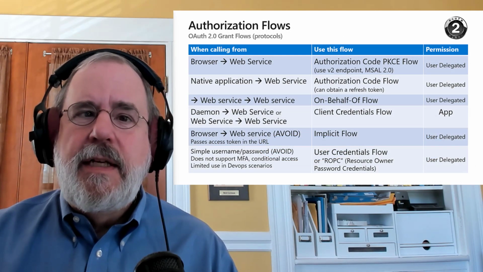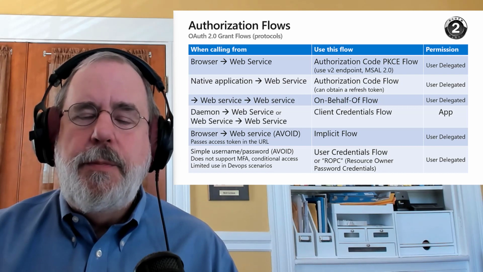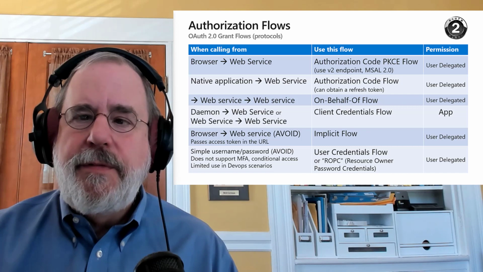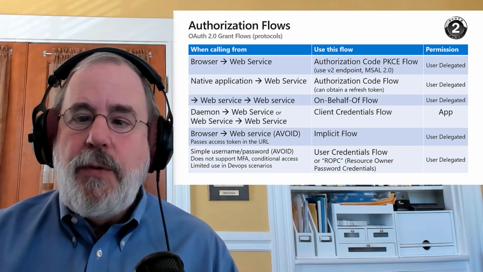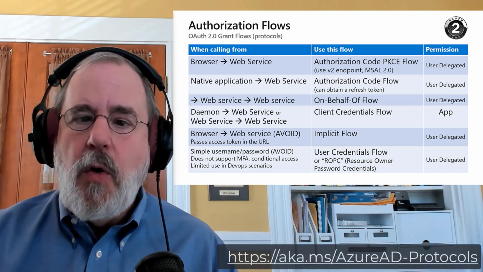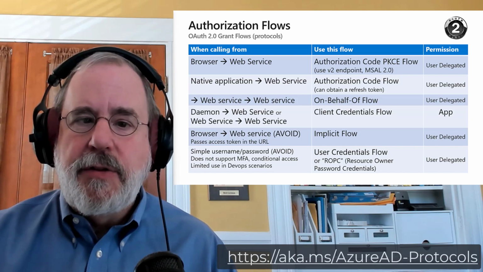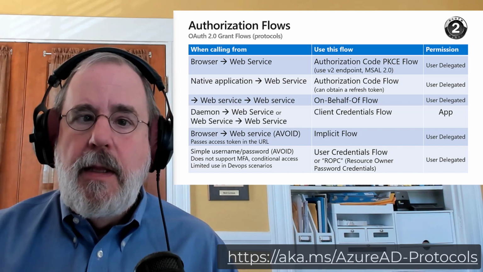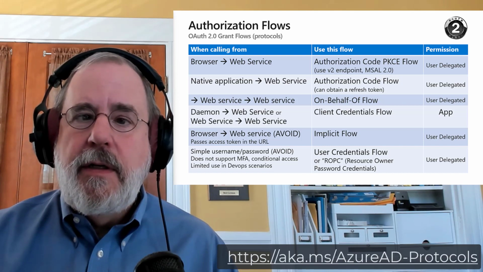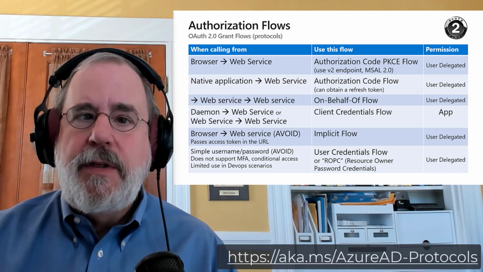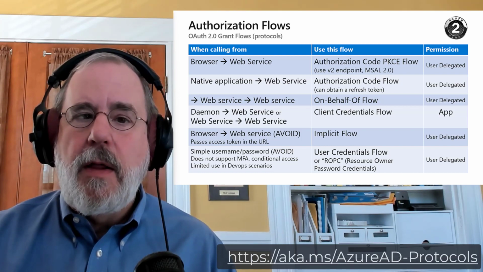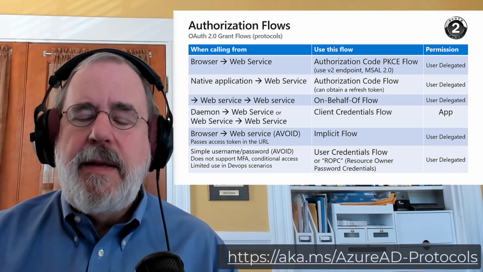As I mentioned, Azure AD uses OAuth 2.0 as its protocol. Notice that most of these give you user delegated permission. The only one that gives you app permission is the client credentials flow. So the one that you saw earlier in the Postman demo was auth code PKCE flow that would typically be used for a browser to call a web service. And some of these others are also going to be used in Teams development.